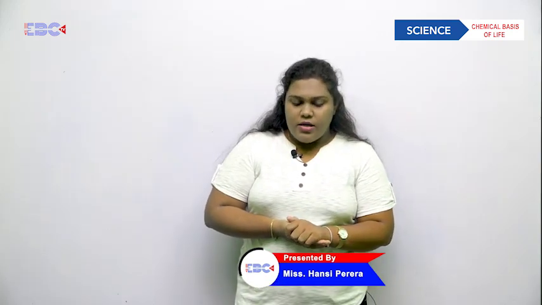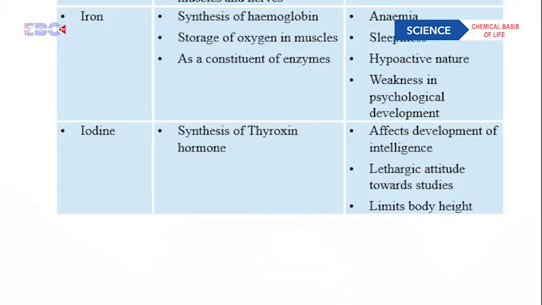Weaknesses in psychological development, right? So as I say, the development may be weak due to this deficiency of iron. The next element is iodine. Its main function is for the synthesis of thyroxine hormone. This thyroxine is a hormone which is secreted by thyroid glands into the bloodstream.